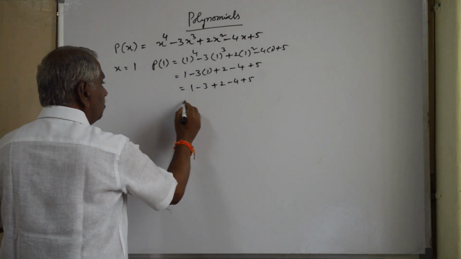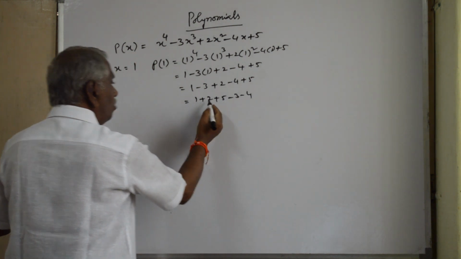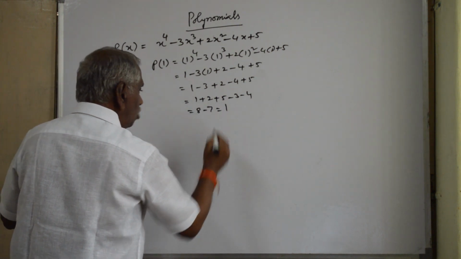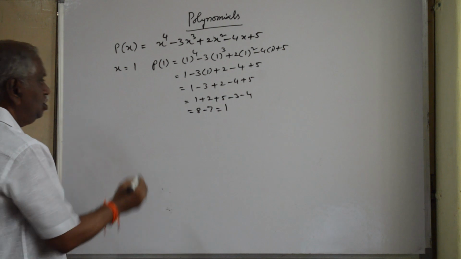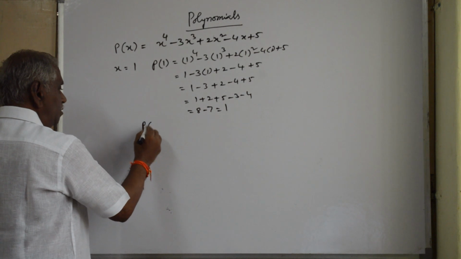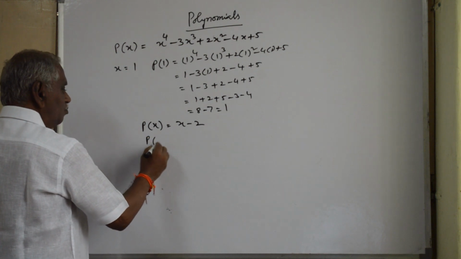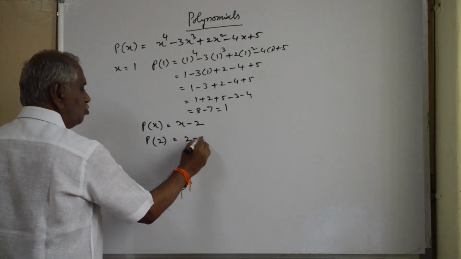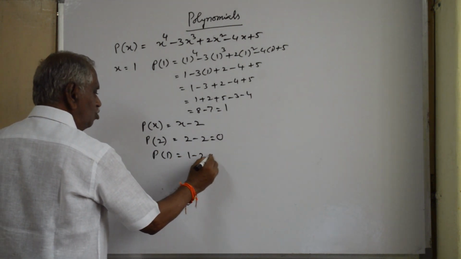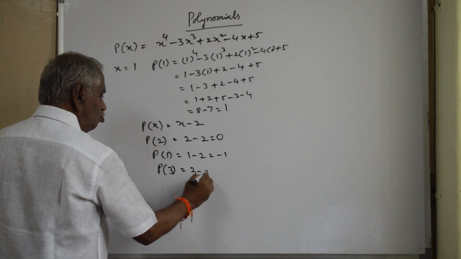1 plus 2 plus 5 minus 3 minus 4. 1 plus 2 is 3, plus 5 is 8, minus 7, which is 1. So P of x at x equal to 1 is equal to 1. This is the value. If you consider P(x) equal to another one, say x minus 2, what is P of 2? 2 minus 2 is equal to 0. P of 1, 1 minus 2 is equal to minus 1. P of 3, 3 minus 2 is equal to 1.